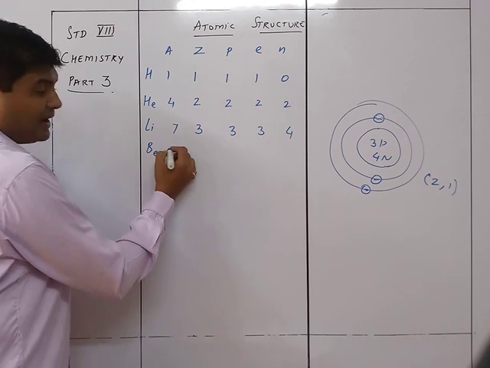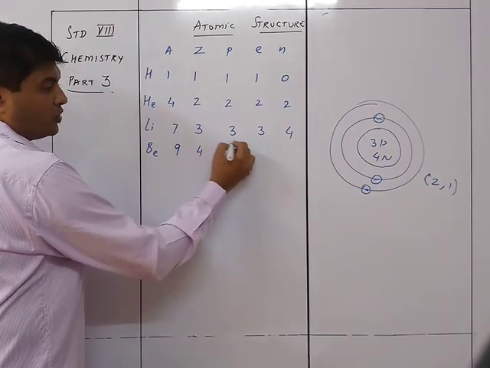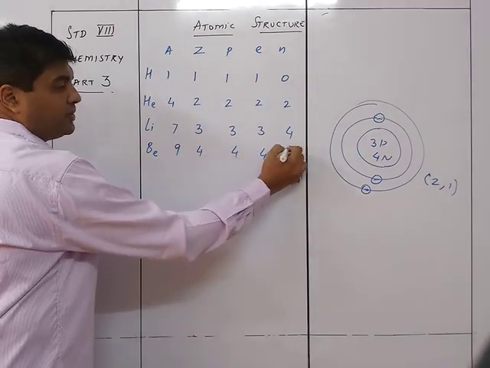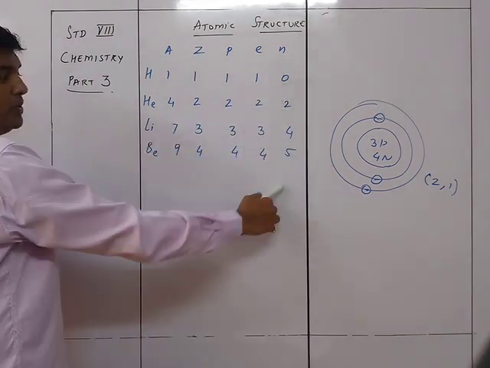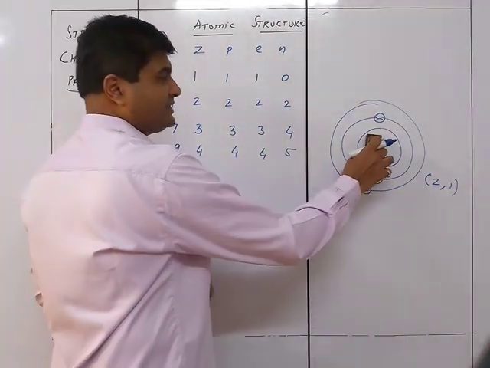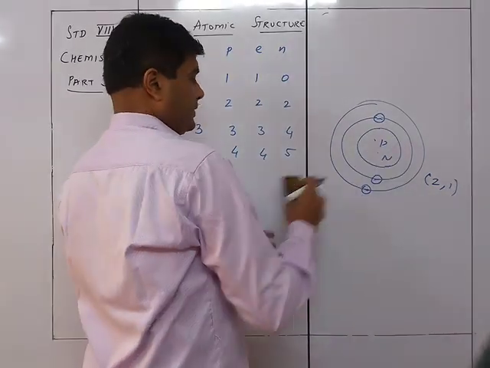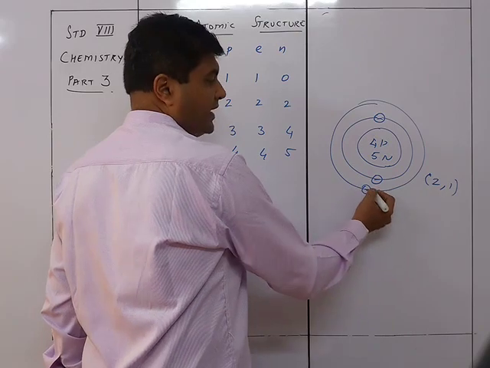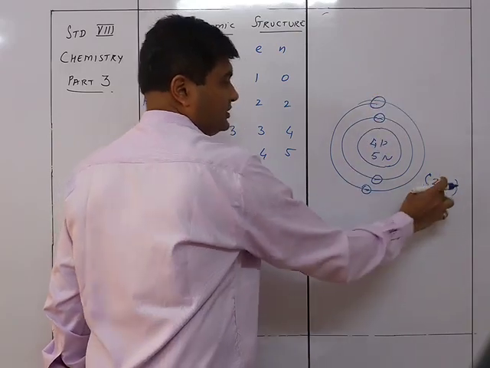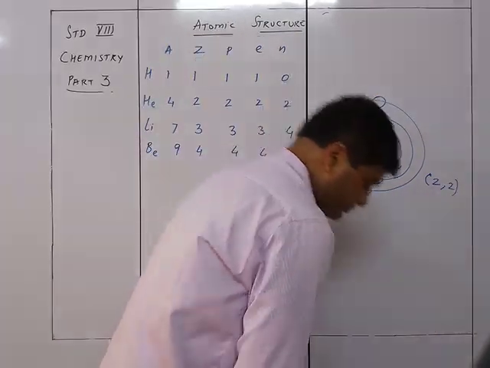Next we see beryllium. The mass is given as 9 and the atomic number is 4. So this will be 4, this will be 4, and this will be 5. Right? 9 minus 4 is 5, so the neutrons will be 5. Inside there are 4 protons, 5 neutrons, and there will be one more electron, so it will be 2, 2.